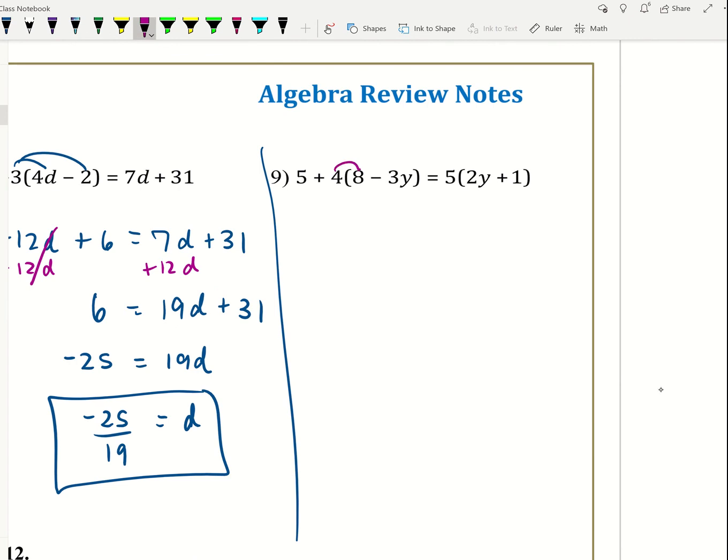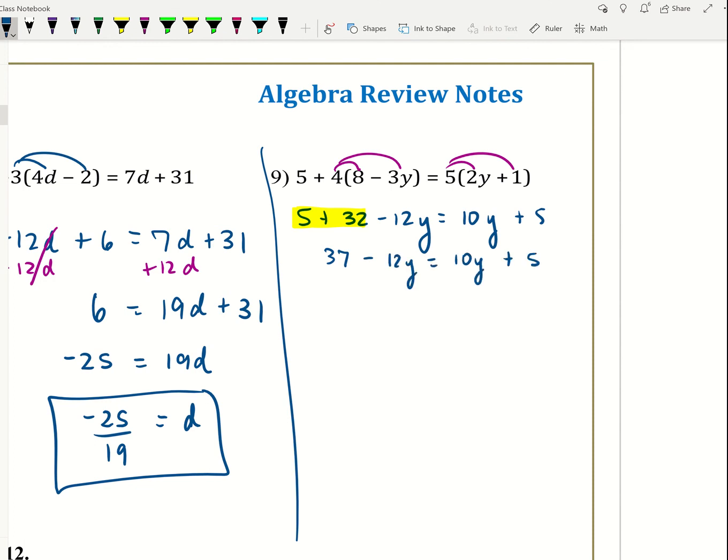So I'll distribute first. There are actually 2 different places to distribute on this problem. Let me rewrite this as 5 plus 32 minus 12y equals 10y plus 5. Step 2 says to combine like terms. I now can combine any like terms that are on the same side. Notice that 5 is now being combined with something, but it's not 5 plus 4. It's really 5 plus 32. Very important that I do this in the correct order of operations. So if I rewrite this, I have 37 minus 12y equals 10y plus 5.